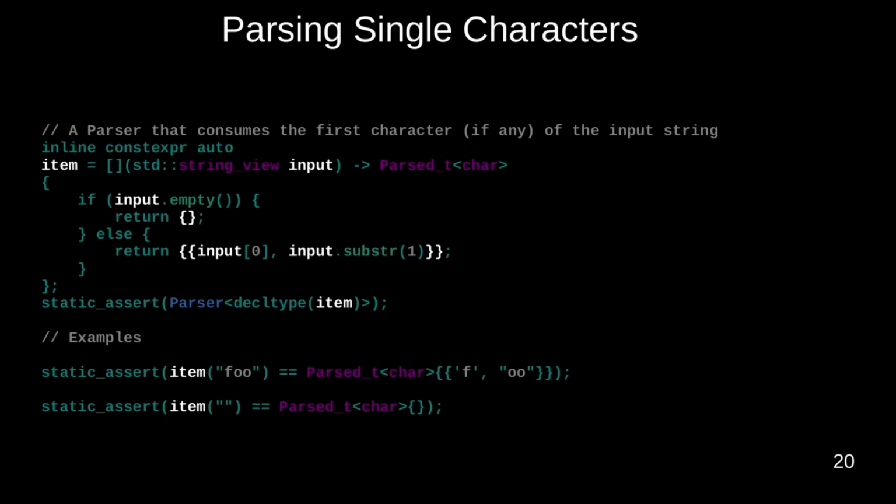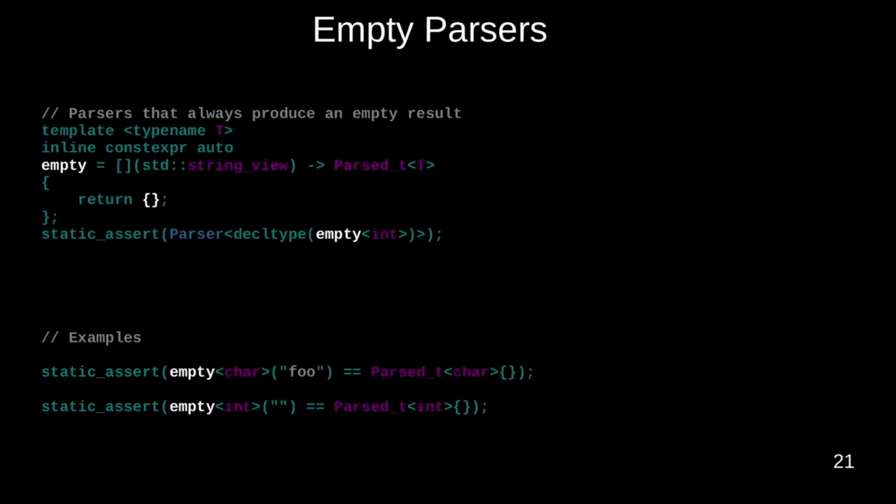And we can also make everything here constexpr, so we can make a sort of unit test even at compile time, checking that, for example, if we give the string foo, that should parse the f and leave the o's for the next parser. If you give it the empty string, it should fail, right? So everything clear? Good.